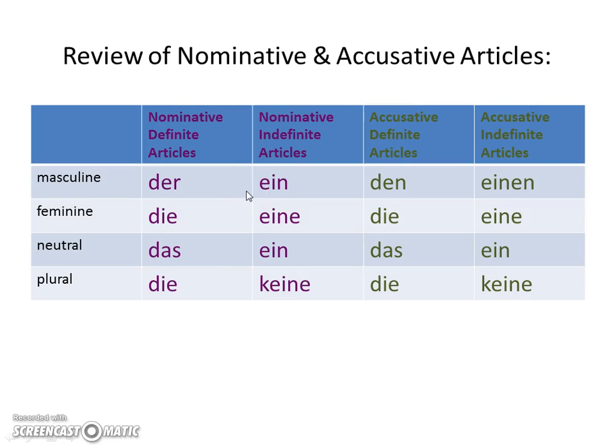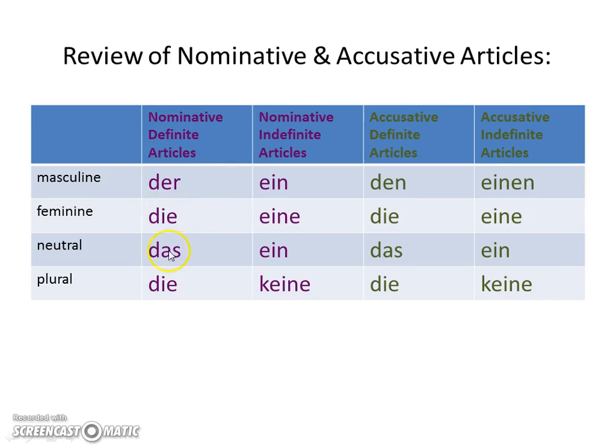All right. Before we move on and take a look at the dative articles, I want to review the nominative and accusative articles. And here we go. So we're going to chant these. That's one of the good ways to memorize articles and charts, like grammar charts. Der, die, das, die, ein, eine, ein, keine. Now on to the accusative. Den, die, das, die, einen, eine, ein, keine. Great. So that's a review of those articles.